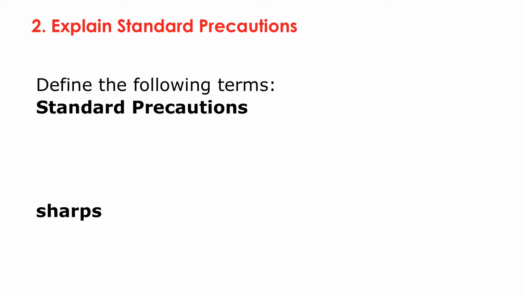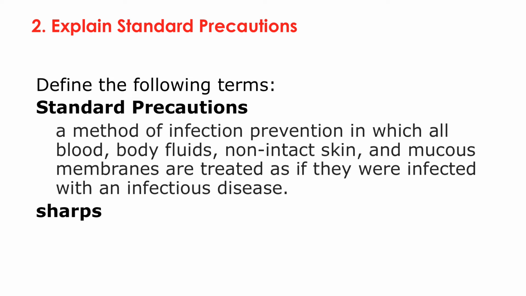So when we're working with a lot of clients, whether at home, in a nursing home, or in a hospital, we need to look at the different kinds of standard precautions. A standard precaution is a method of infection prevention in which all blood, body fluids, non-intact skin, and mucous membranes are treated as if they were infected with an infectious disease. Okay, so the best way for standard precaution: washing your hands, wearing gloves.